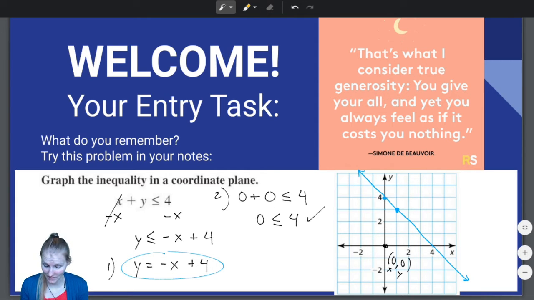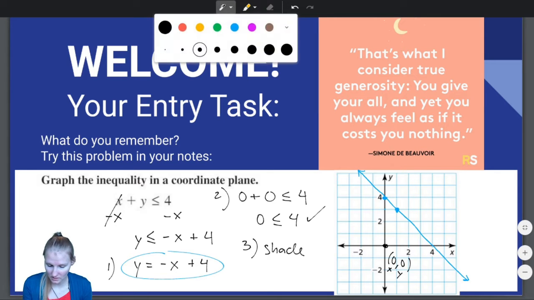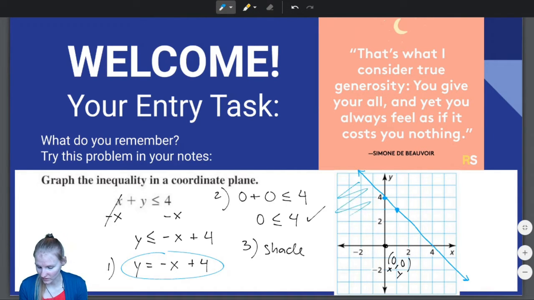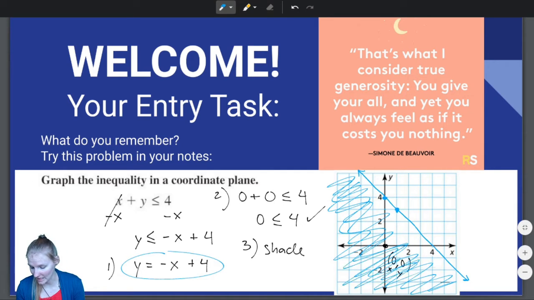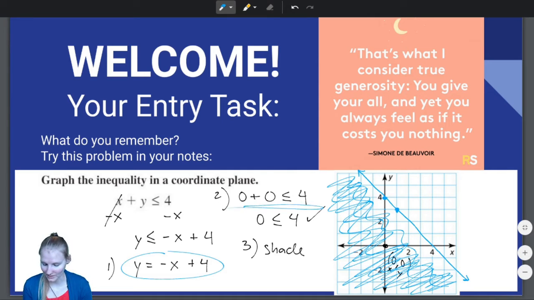Yes, it is. So step 3 is to shade the side with 0, 0. We're going to shade the side, the half plane, with 0, 0, because that point satisfied our inequality. It is a solution to our linear inequality. Yay! Nice review from yesterday.